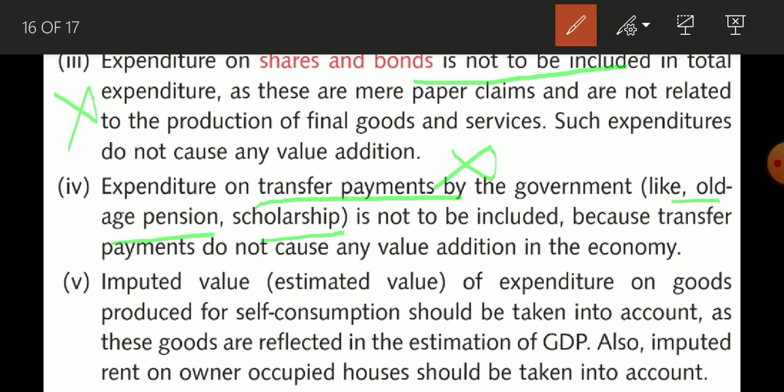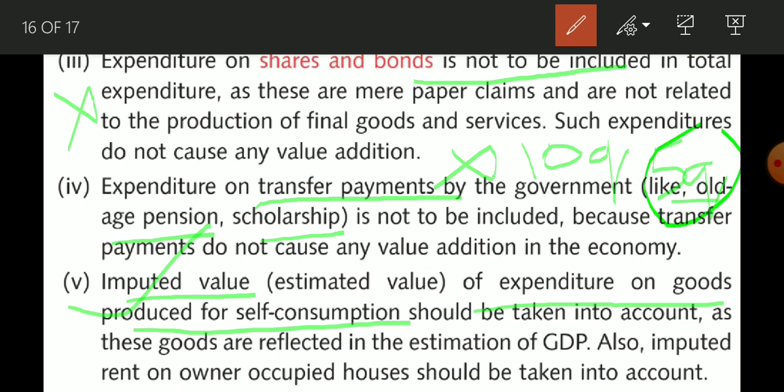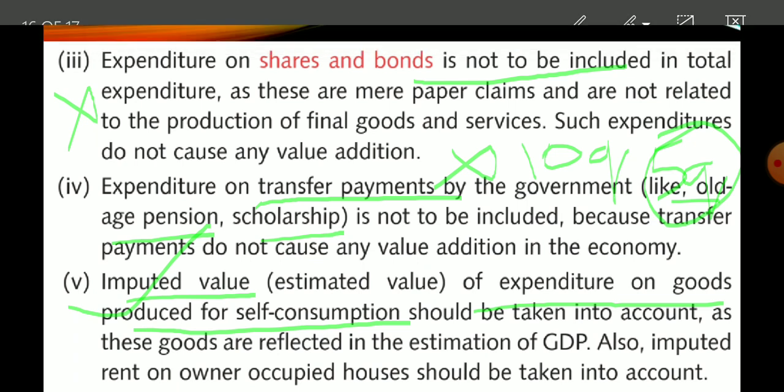Now, the imputed value of expenditure on goods produced for self consumption will be added. I told you in both the methods when I explained this topic, that suppose a farmer produces 10 quintals of wheat and keeps 5 quintals for his family requirement; the imputed value of that 5 quintals of wheat will be added in national income.